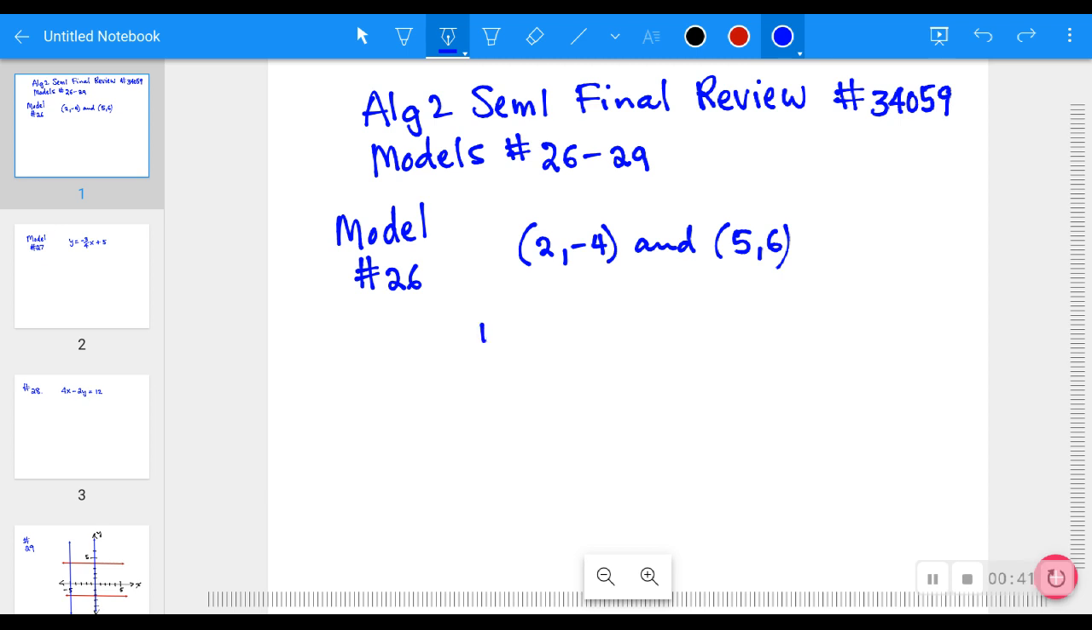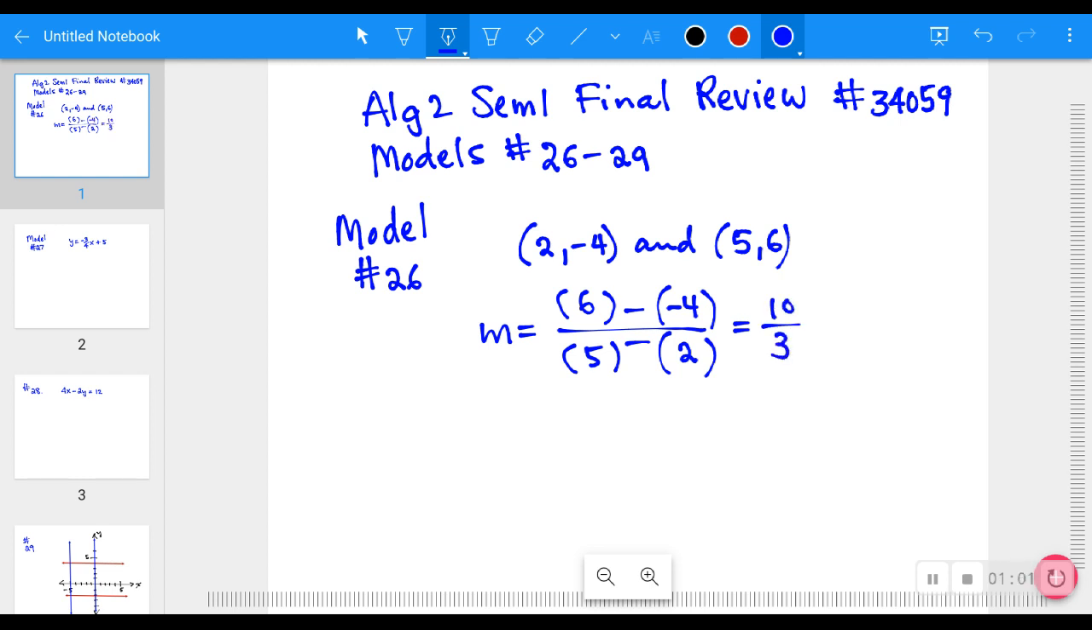And we're going to find the slope. There's a formula for slope that says y2 minus y1 over x2 minus x1. So I'm going to plug in these points here. 5 for the x, 6 for the y, 2 for the next x, negative 4 for the y. You end up with 10 over 3. So that is your official slope.